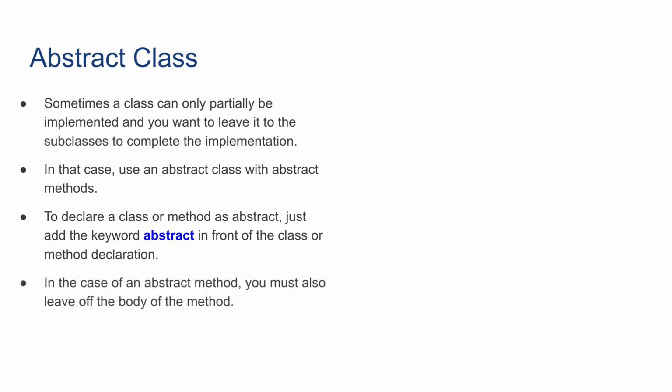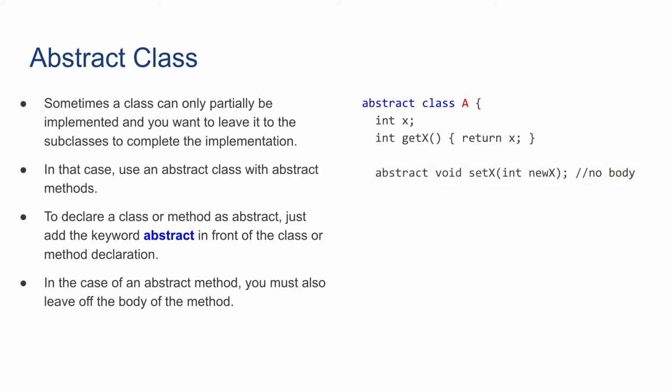In the case of an abstract method, you must also leave off the body of the method. So let's see an example. We have an abstract class A that has an integer x as one attribute, and a method called getX that will return integer x. We also have an abstract void method called setX that takes one integer argument. Notice that this method does not have a body, which means that it is an abstract method. The full implementation is left to the class that will implement this.